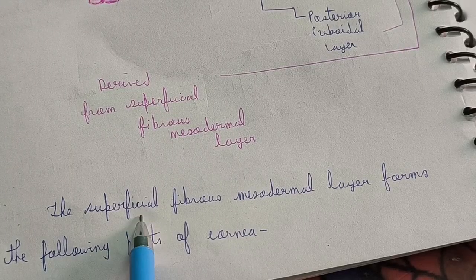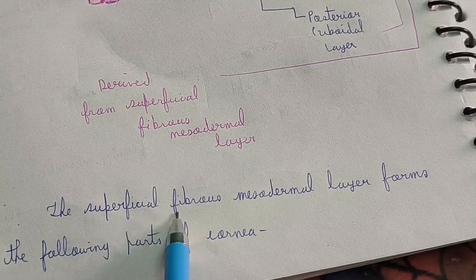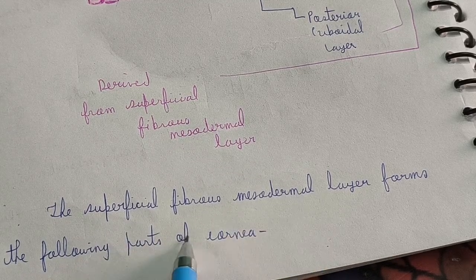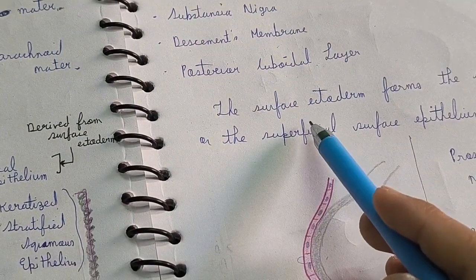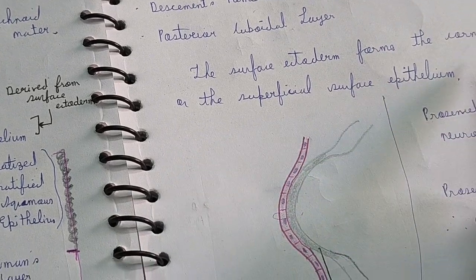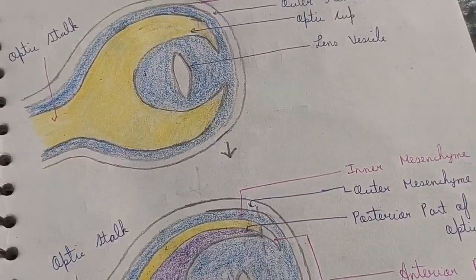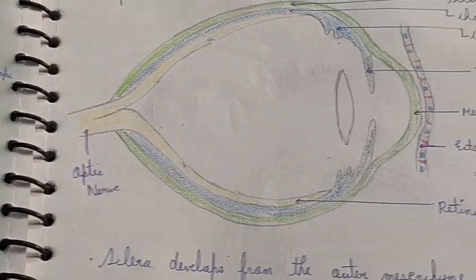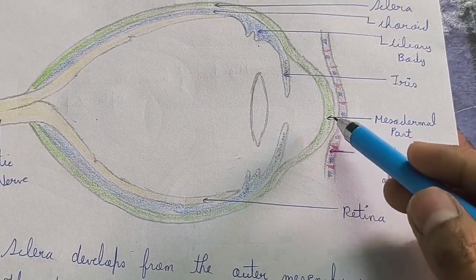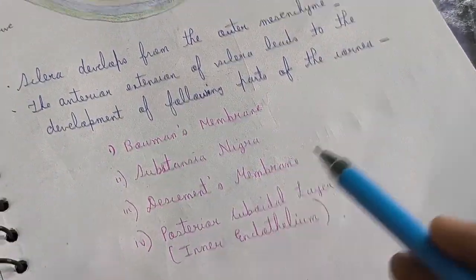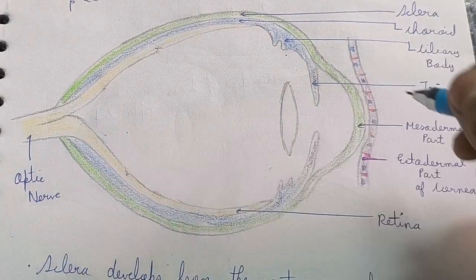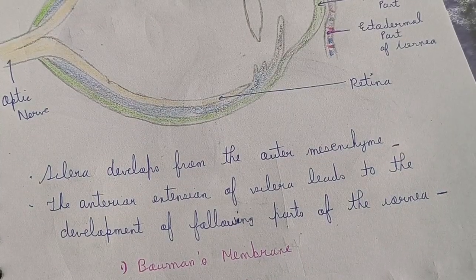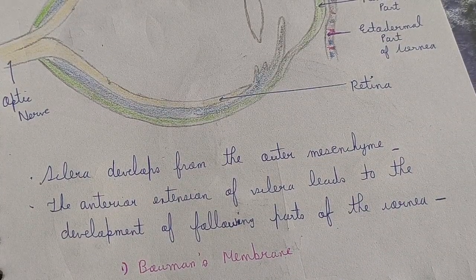And this outer mesenchyme, also known as the superficial fibrous mesodermal layer, leads to formation of the following parts of the cornea. So basically these are the four parts, and the surface ectoderm leads to formation of the corneal epithelium. Here also that same part gets repeated. The mesodermal part leads to development of these layers, and the surface ectoderm leads to development of the corneal epithelium of the cornea. So that's all about the development of sclera.